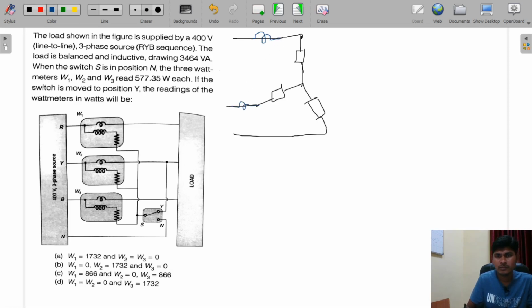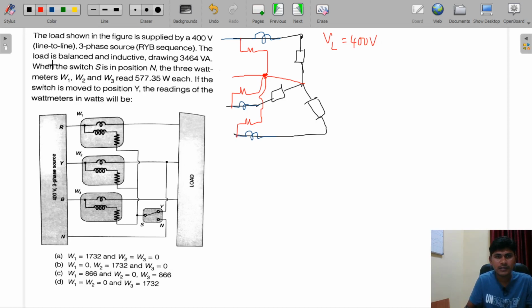Current coil is placed. Again, current coil is placed. Potential coil, neutral point. Okay, like this. So this measures per phase power. Each wattmeter measures per phase power. Line to line voltage VL is equal to 400 volts.